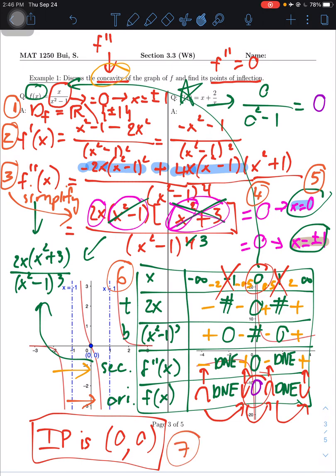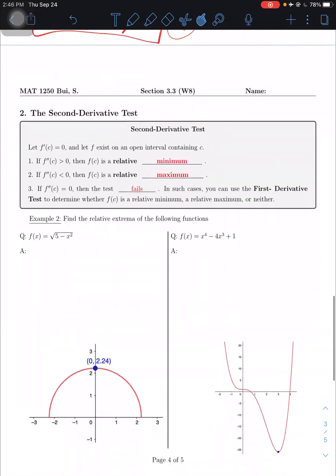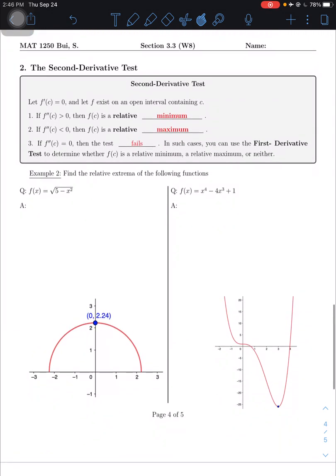Okay, so now what do we get for the second objective? We're going to talk about the second derivative test. So what does it tell us? It tells us that if f prime of a number equals 0, which means that the c in here is a critical number, and f exists on an open interval containing c. If f double prime of c is greater than 0, it means we're going to have a minimum. And if f double prime is less than 0, then it's going to be a relative maximum.